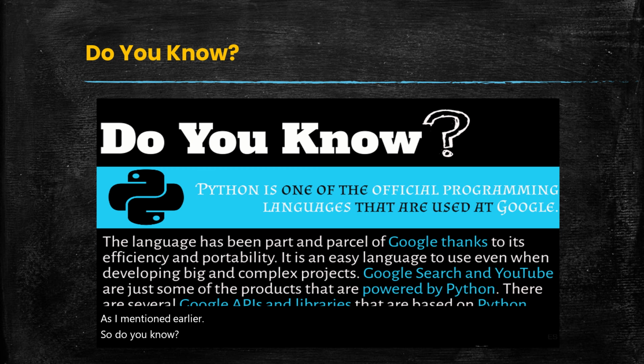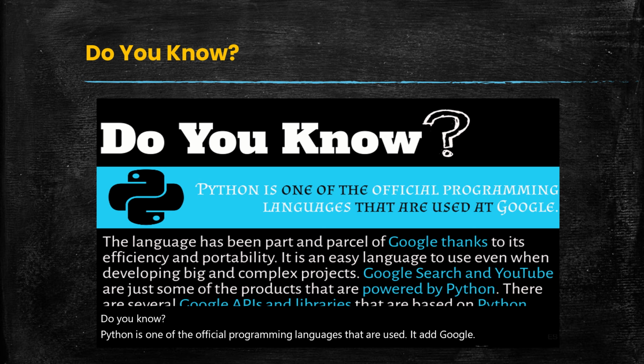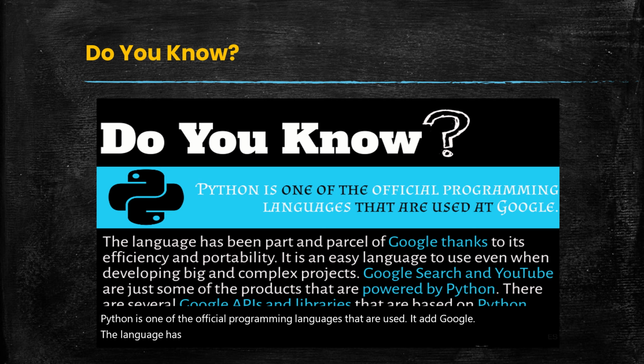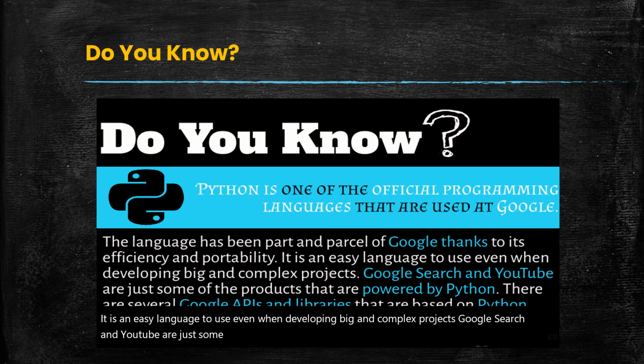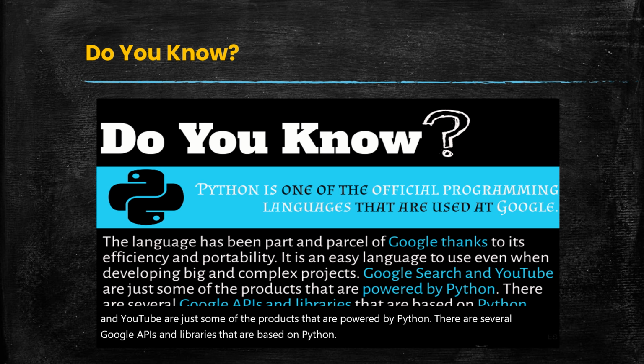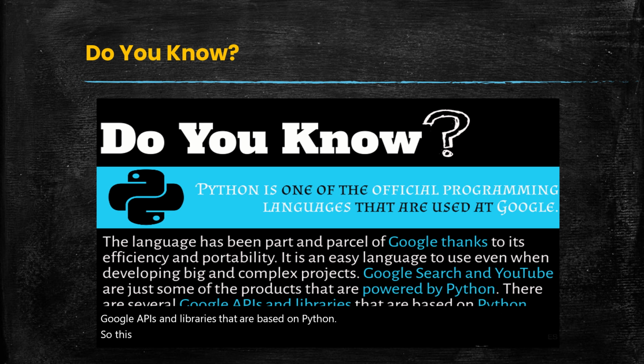Do you know Python is one of the official programming languages used at Google? The language has been part and parcel of Google thanks to its efficiency and portability. It is an easy language to use even when developing big and complex projects. Google Search and YouTube are just some of the products that are powered by Python. There are several Google APIs and libraries that are based on Python.